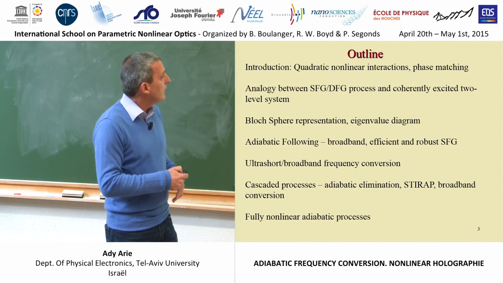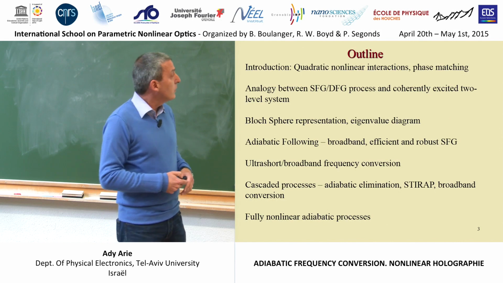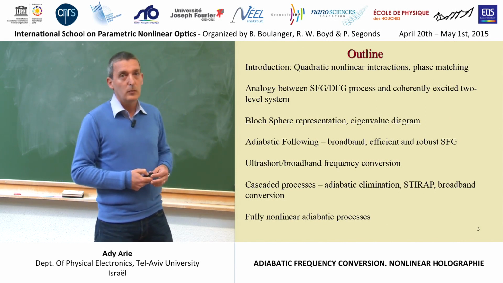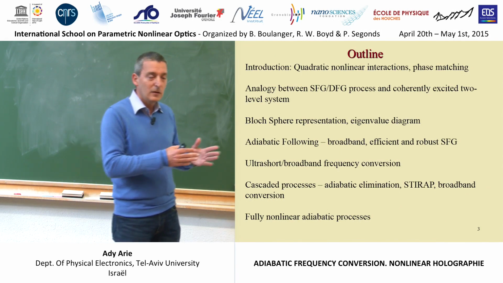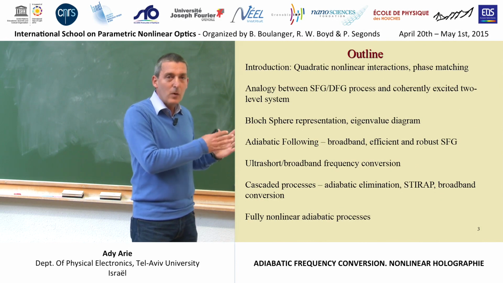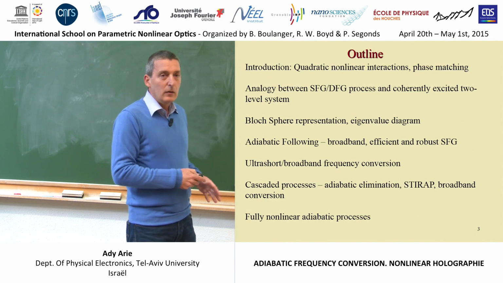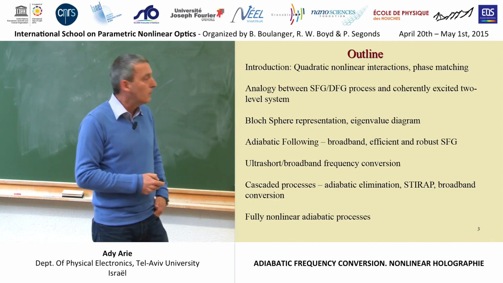So for example, we can use Bloch spheric representations. We can use eigenvalue diagrams. And we can also adopt concepts that were developed in these systems, for example, adiabatic following. Adiabatic following means that we transfer everything from one eigenstate to another eigenstate. And we can do it in nonlinear optics and get very robust and very efficient conversion.